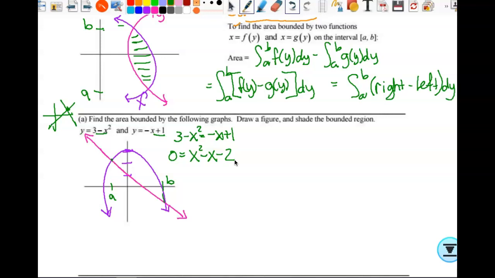We agree with that? All right, so then I factor. A little puzzle. So I know it's 2 and 1. Which one's negative? The 2. Which means I get x equals 2 and x equals negative 1. So this is at negative 1 and this is at 2. So those are my limits of integration because this is my shaded area.